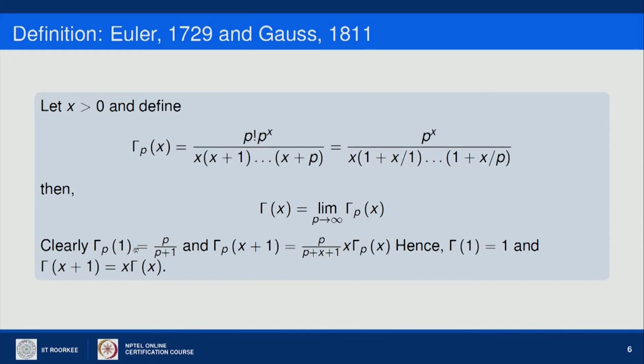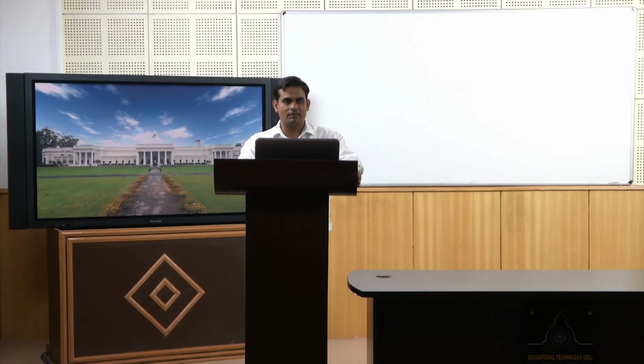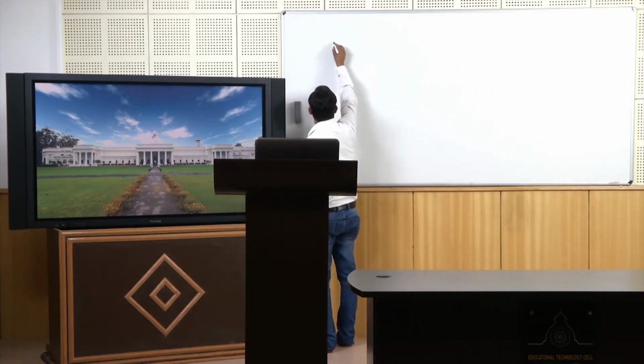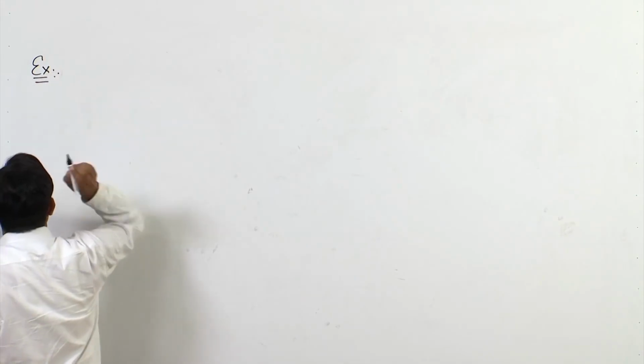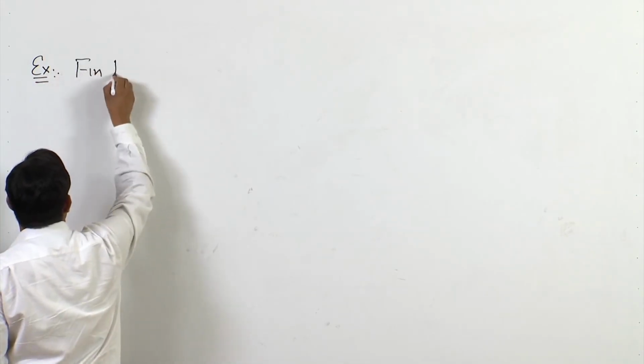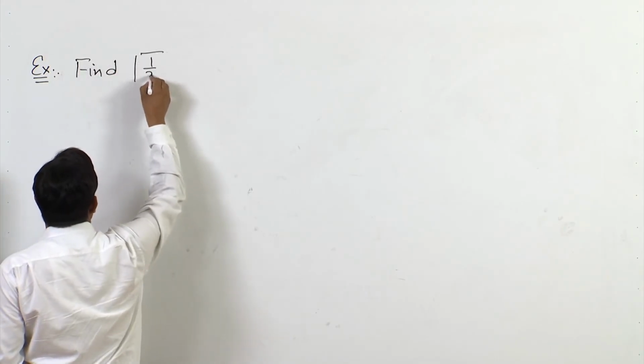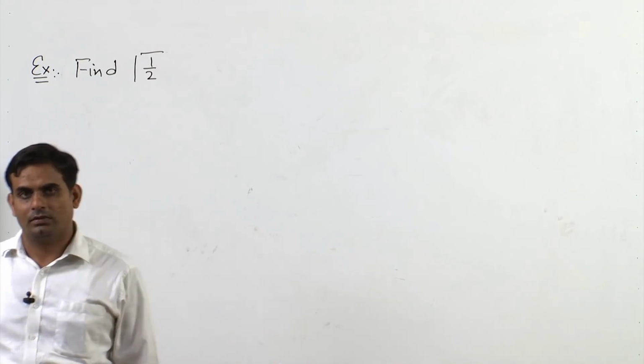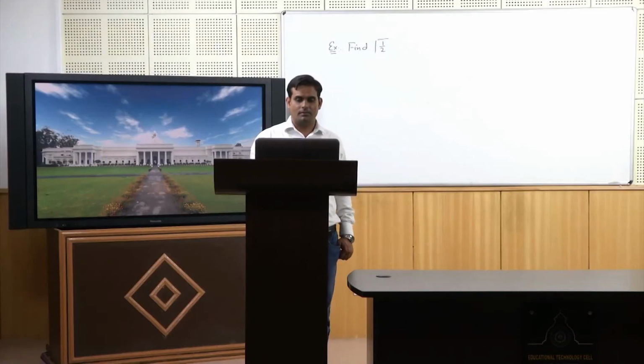So, again this definition derives the two important properties which we have obtained using the definition given on the first slide of this lecture. Now, we will evaluate some important values. First of all, we will find the value of gamma half. So, I will take it as an example: find gamma half. It is an interesting problem, finding the value of gamma half.